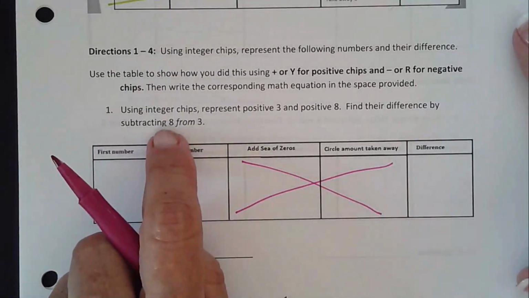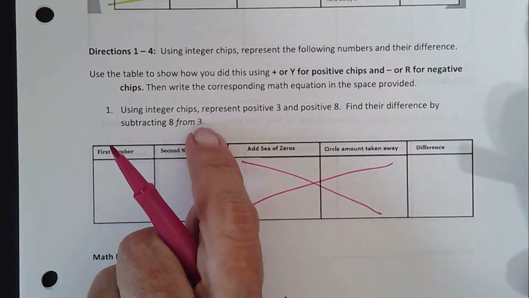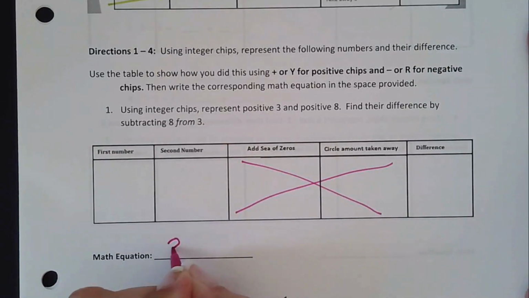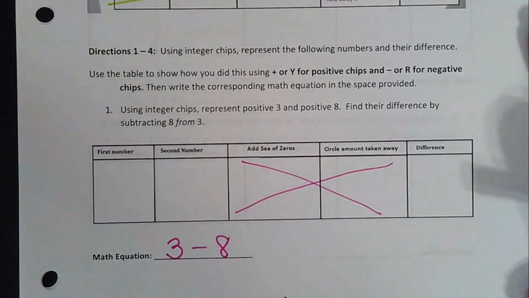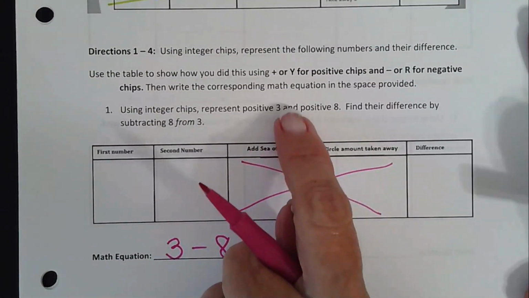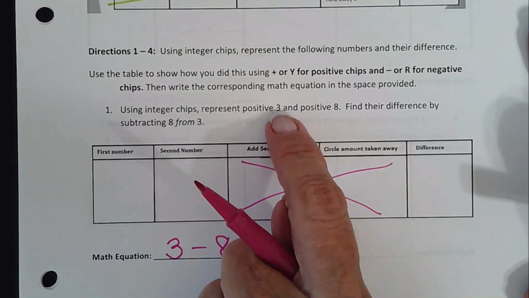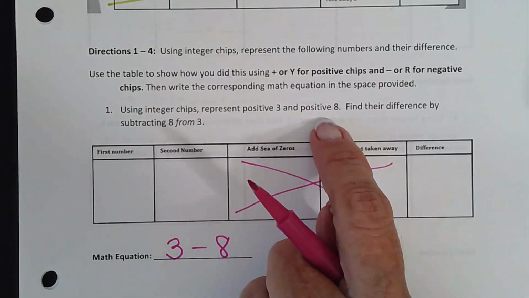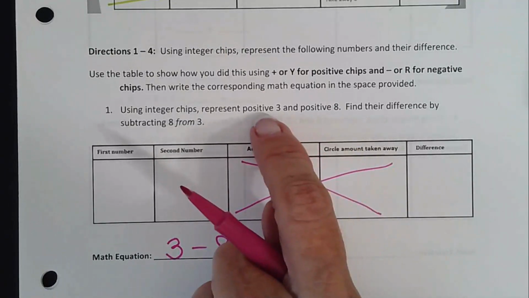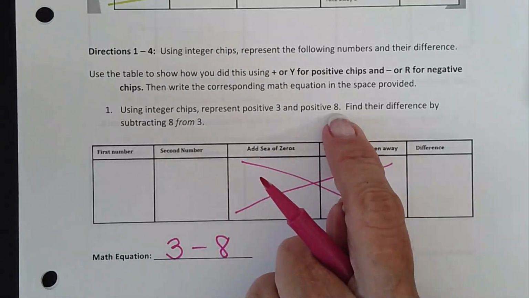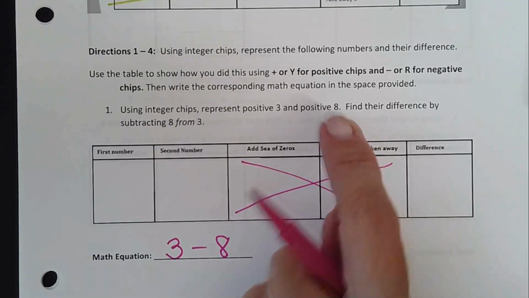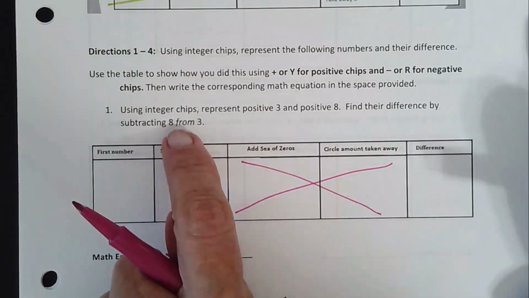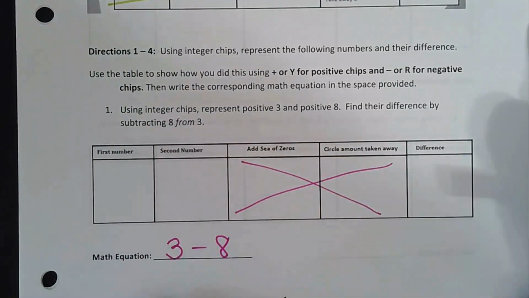Subtracting 8 from 3. That means 3's listed first, and you're subtracting 8 from 3. Or find the difference of 3 and 8. Remember how I said when it says find the difference between 3 and 8? It has to be 3 first, 8 second. You can't switch the order. And then when it says 8 from 3, that means 3 goes in front and you're subtracting 8.